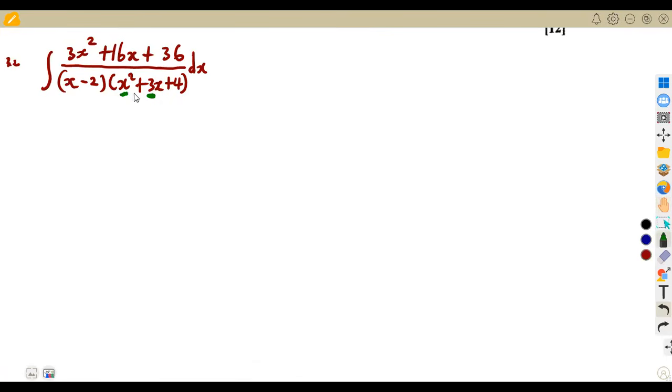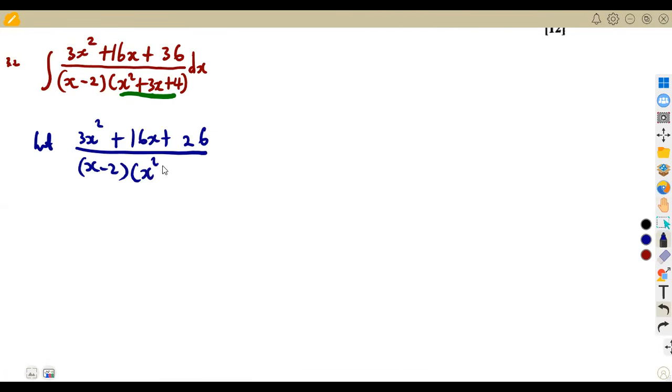So it means we are going to expand it that way. All right. So this here, we are going to let (3x squared plus 16x plus 26) over (x minus 2) into the bracket of (x squared plus 3x plus 4) to be equal to.